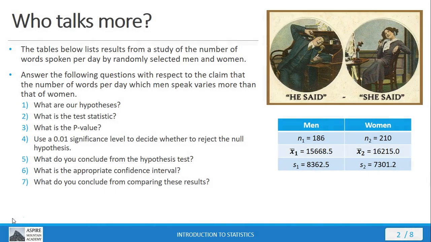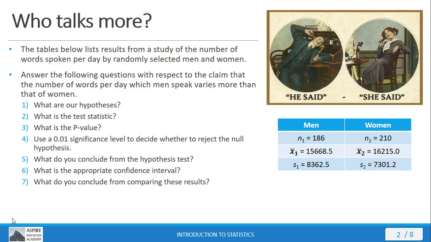So to practice using StatCrunch, we're going to look at a problem that we looked at previously. Who talks more, men or women? Only this time, instead of looking at the mean values, now we're going to look at the variance between each of these different groups. So the claim that we're looking at is that the number of words per day spoken by men is going to vary more than that of the women. In other words, the women are more consistent with the amount of words they produce than men are.